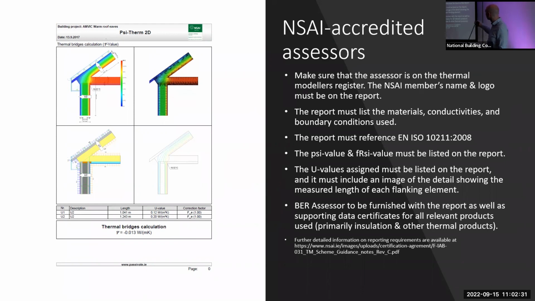The report must list the materials, thermal conductivities, and the boundary conditions used. The report must reference the standard ISO 10211. The psi value and the f_Rsi value must be listed on the report. The U values assigned to the flanking elements must also be shown on the report and listed, as must the dimensions that are assigned to those in that calculation. And the BER assessor must be furnished with the report, as well as all the supporting data certs for all the materials used, as well as separate U value calculations that are fed into that. That must all be provided to the BER assessor.